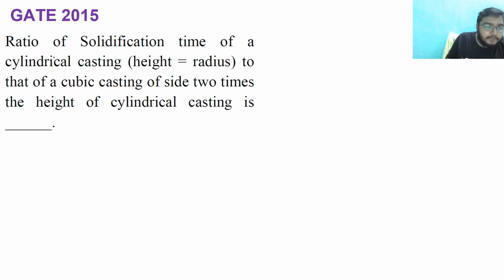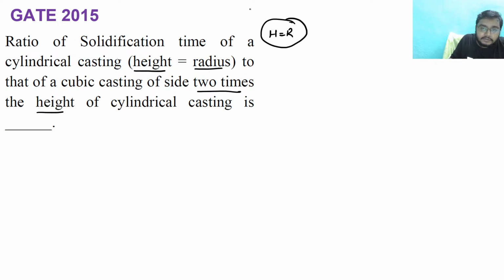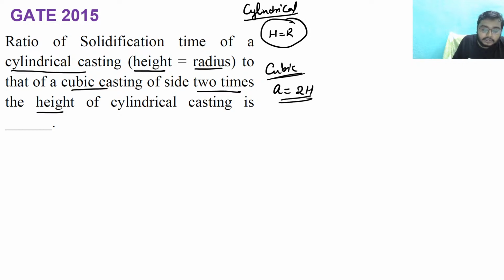Okay. See here. In this question, the ratio of solidification time of a cylindrical casting, that is given as height is equal to radius, to that of a cubic casting of side 2 times the height, right? See, in the first case what is given is that height is equal to radius. Clear? So height is equal to radius is given for a cylindrical casting. Now see, next thing that has been given, that for a cubic casting, side is 2 times the height of the cylindrical casting. So for a cubic casting, suppose the side is a, so a is equal to 2h.